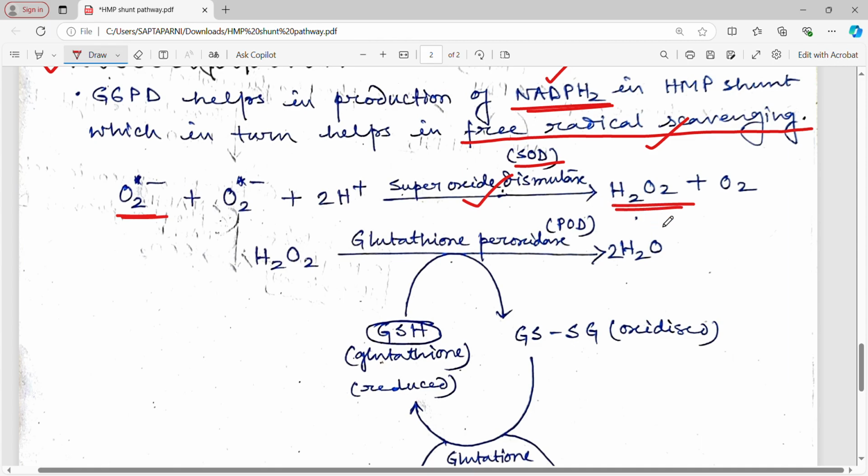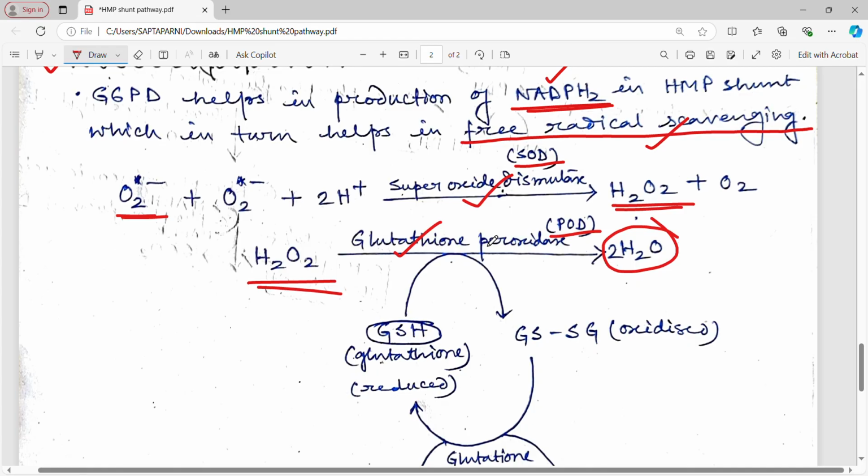Now, obviously, our cell will try to get rid of this hydrogen peroxide. So our cell converts this hydrogen peroxide into non-toxic water with the help of glutathione peroxidase enzyme.